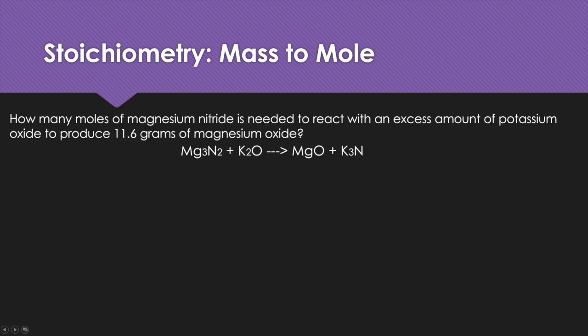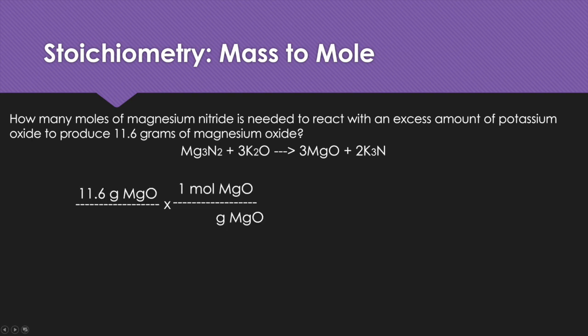On our last example of stoichiometry, we have mass to mole. So our question states, how many moles of magnesium nitride is needed to react with an excess amount of potassium oxide to produce 11.6 grams of magnesium oxide? Again, don't let the wording fool you. It's very easy to comprehend. So first, we have to balance our equation as said and as stressed before. I already have it balanced: Mg3N2 plus 3K2O produces 3MgO plus 2K3N.